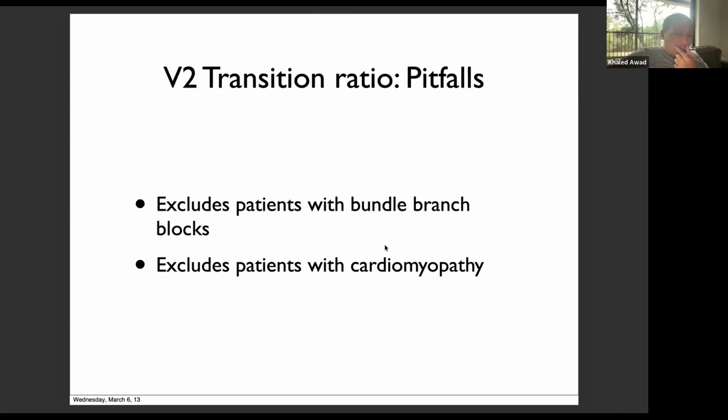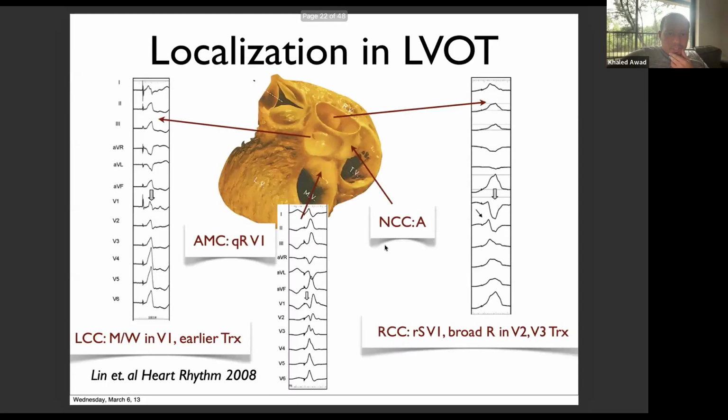What are the pitfalls? Well, when they did this, they obviously excluded patients with bundle branch block. Somebody with bundle branch block in sinus, well, how do you tell the difference there? That's difficult. So these things don't apply if you're trying to compare sinus to PVC. And it excluded patients with cardiomyopathy, so essentially structural heart disease VT, which is not what we're talking about here. So this is not applicable to patients with structural heart disease.